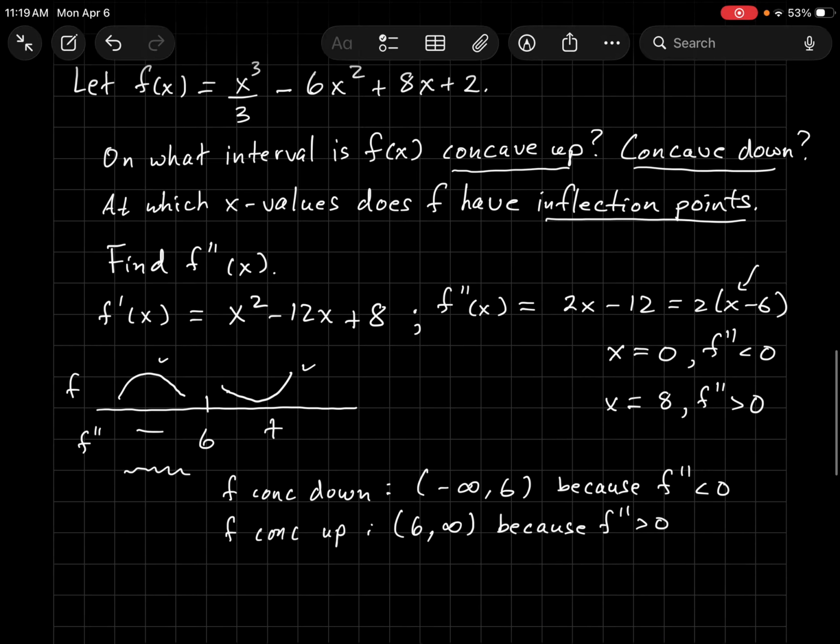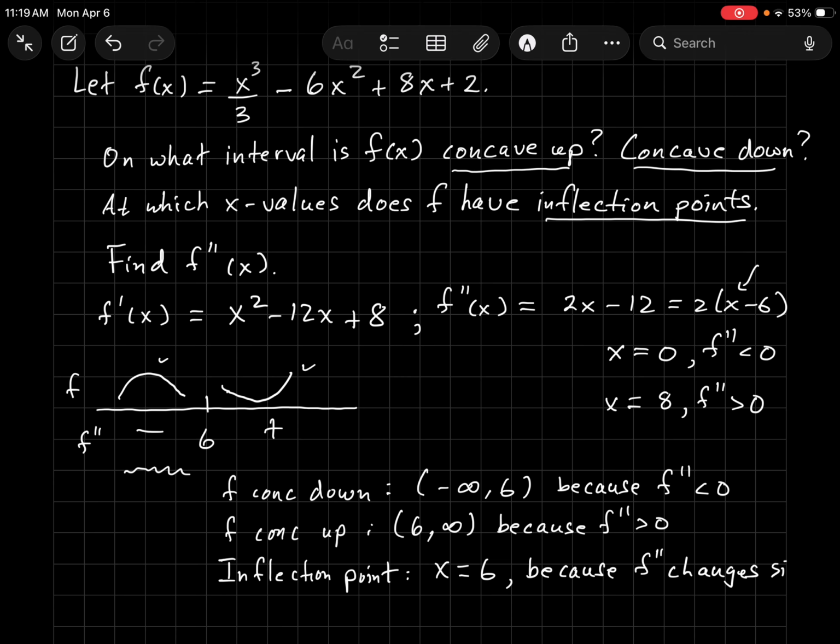How about the inflection points? Well, there's one. The inflection point is at x equals 6. Why? Because f double prime does what? Doesn't equal 0. I mean, it does, but that's not the justification. It's because f double prime changes signs.